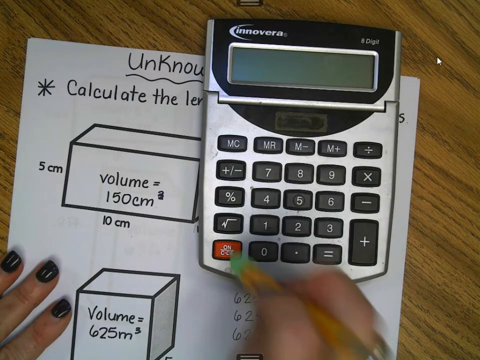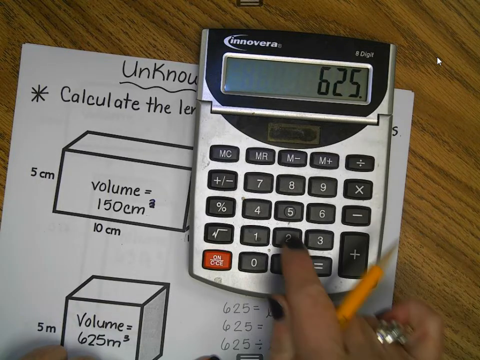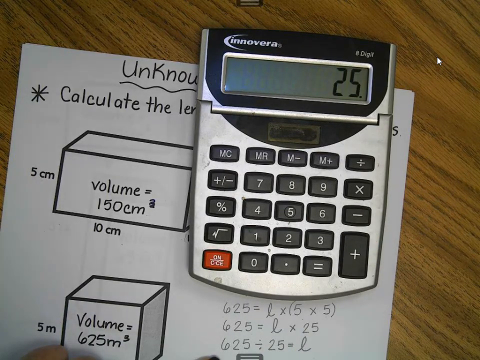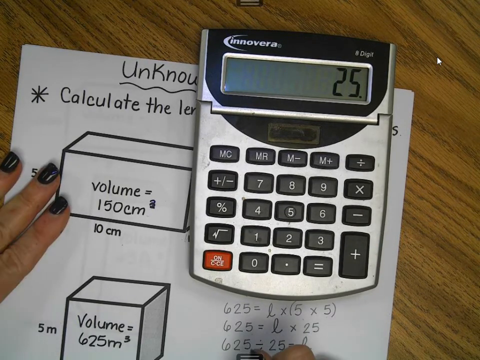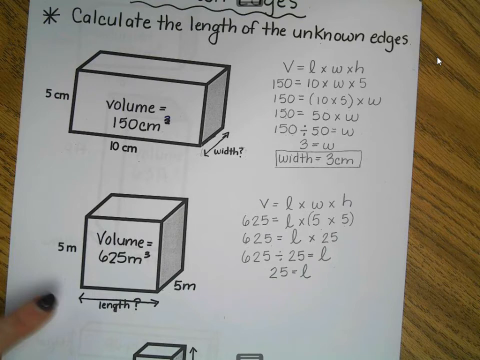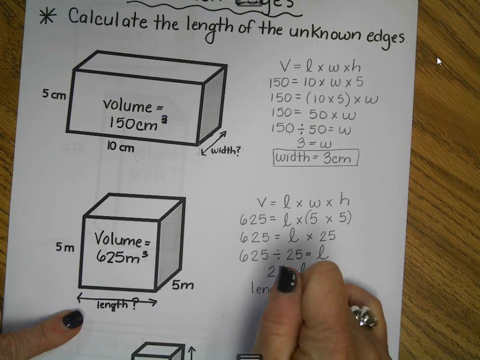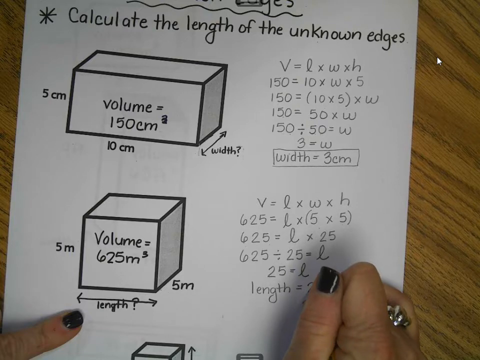So I'm really fine if you want to use a calculator and you just take your 625, divide it by 25, and you get 25. So the length is 25. 25 what? What's your unit of measure? Your unit of measure is meters. So your length is 25 meters.